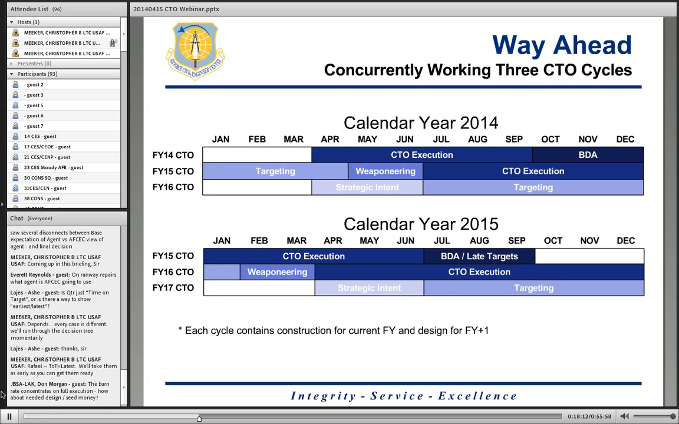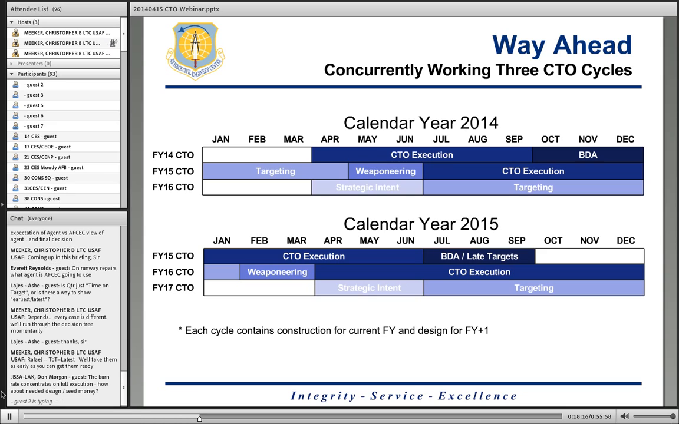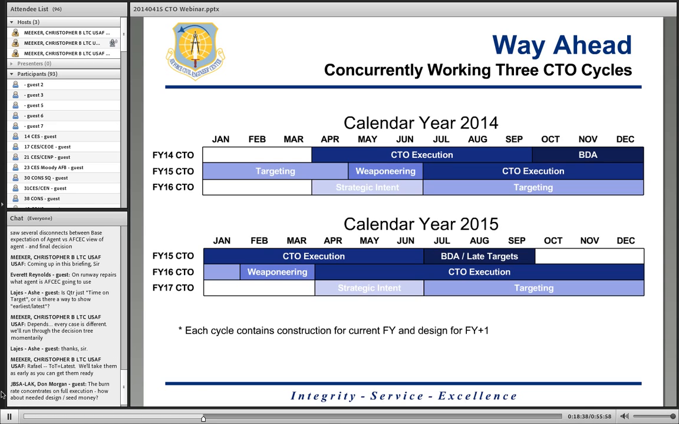All right, so way ahead. At any one time, we're working 3 CTO cycles, right, concurrently, and I have them laid out here. So calendar year 2014, you know, the top line, FY14 CTO, we just published that. We know it was late to need, and I'll talk about that a little bit on the next slide, but we're in execution mode. Okay, FY15 cycle, all the folks at the bases are putting together their targeting list right now. They're going out there, identifying those high-risk requirements.